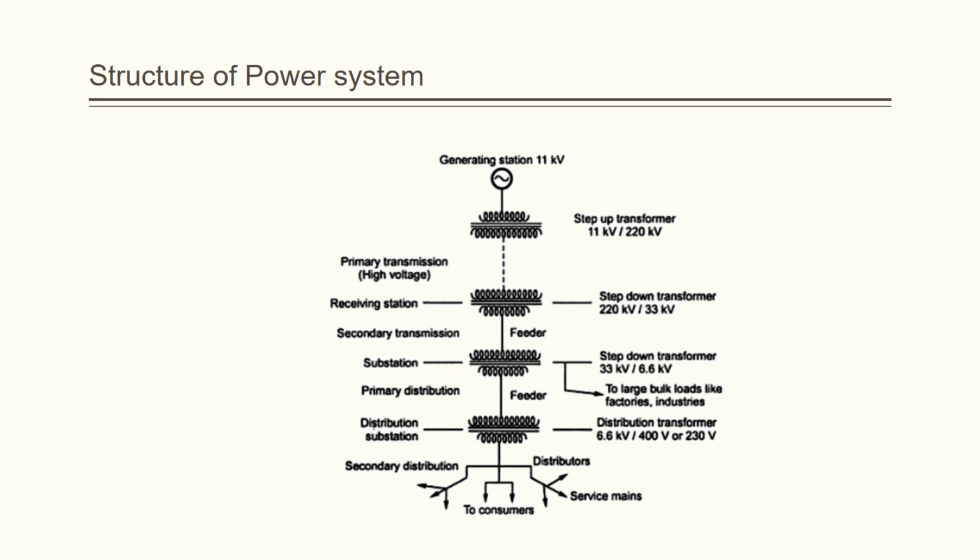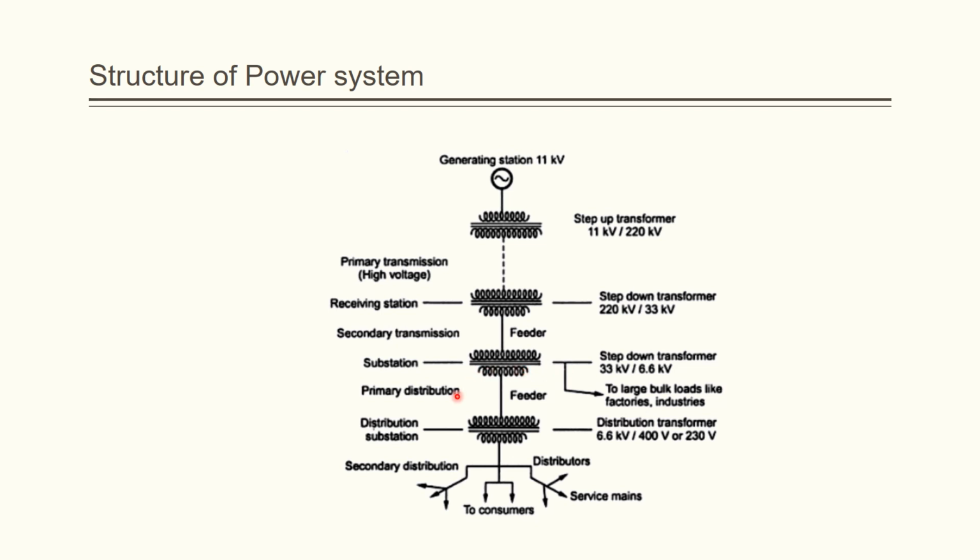Here in the receiving station we have a step down transformer, which steps down the 220 kilovolt to 33 kilovolt. Now we have the secondary transmission. Here in this substation we have a step down transformer which again steps down the 33 kilovolt to 6.6 kilovolt, and we can distribute directly to bulk loads like factories and industries directly from this secondary transmission substation.